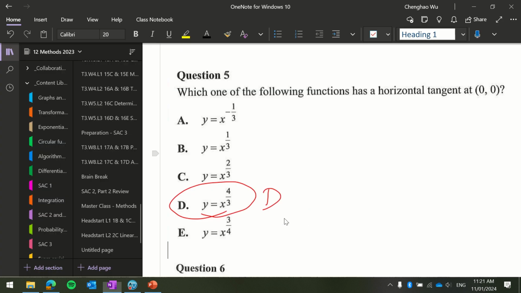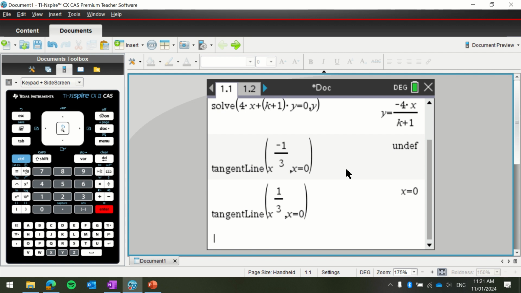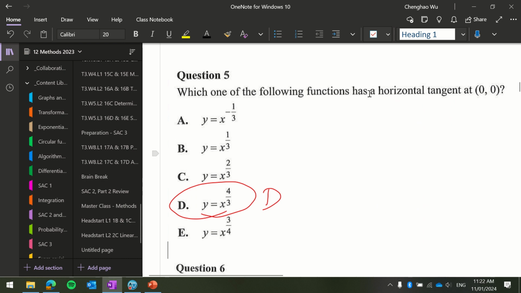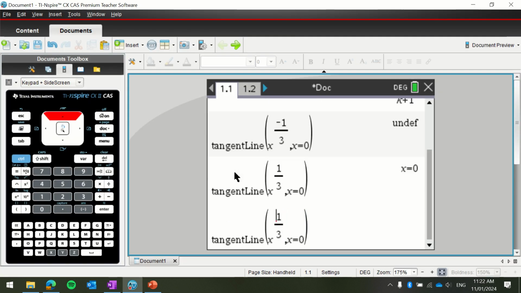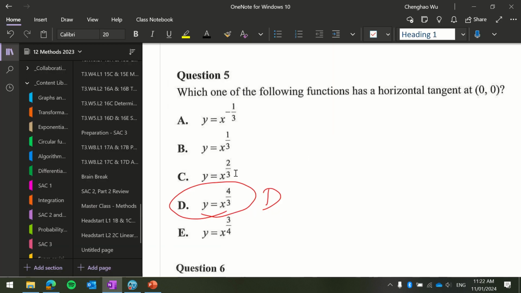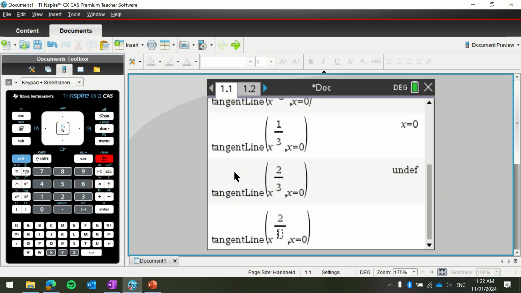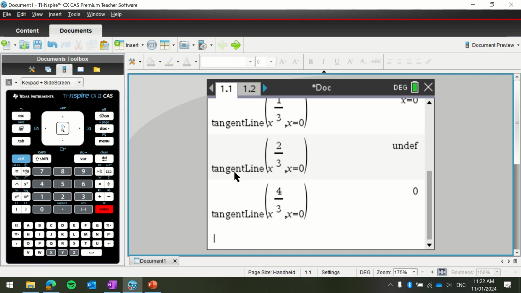So what about if I do option B? And you can see the tangent here is x equals 0. That's a vertical line. So that's not good for a horizontal tangent. Keep going. Keep testing. I've got x to the power of 2 over 3. That's undefined. So there's no tangent there. And then x to the power of 4 over 3. Here we go. 0. So that really means y equals 0.